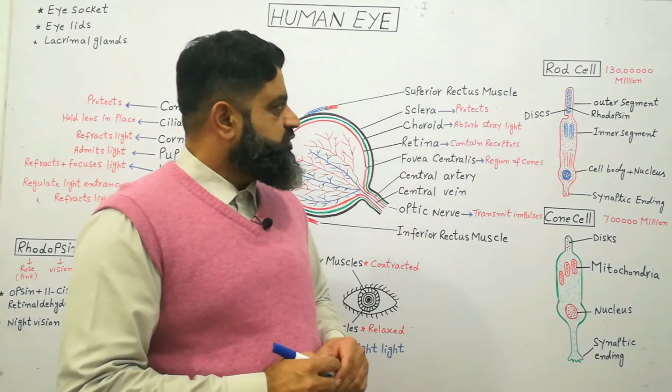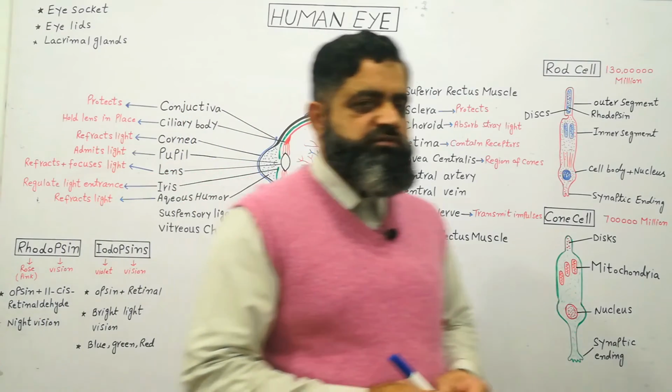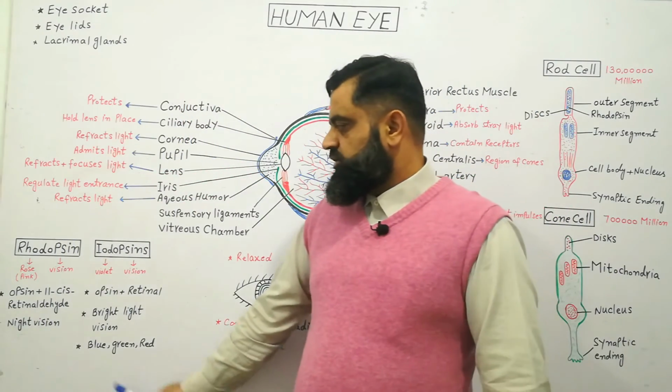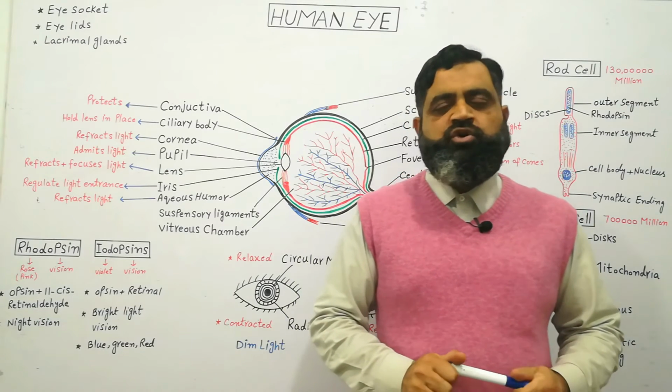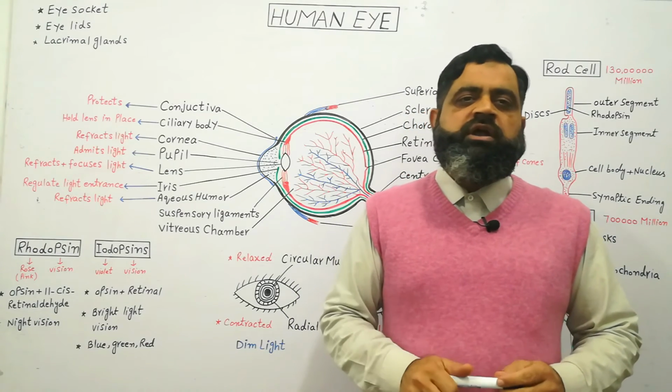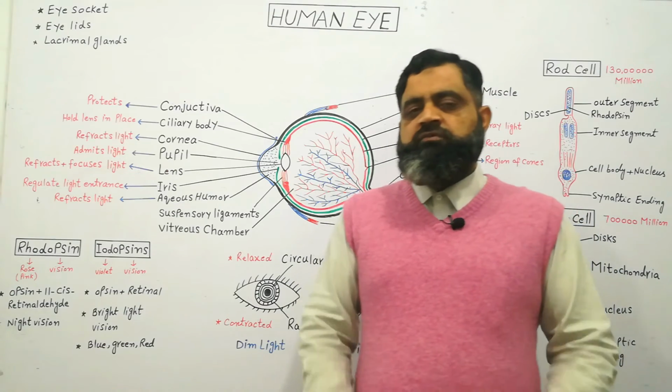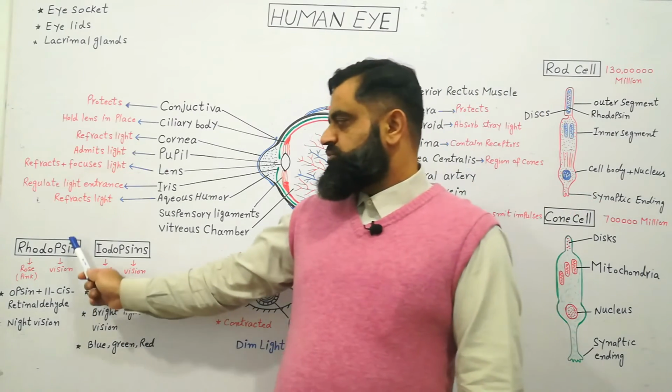Now what is the function of these rod and cone cells? If we look at the function of these rod and cone cells, the rod cells contain a pigment which is known as rhodopsin. Rhodopsin is a protein which is a type of opsin protein. If we look at the meaning of rhodopsin, rhodopsin is a Greek word.